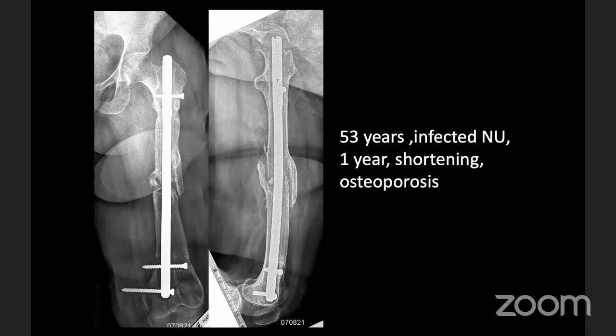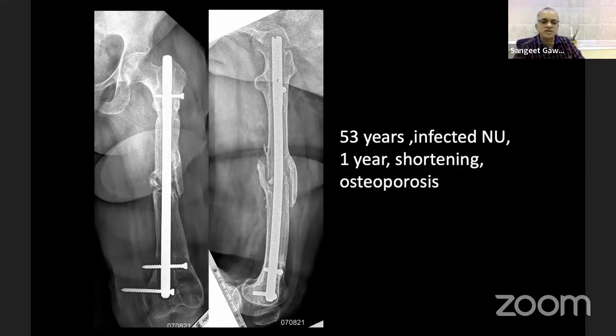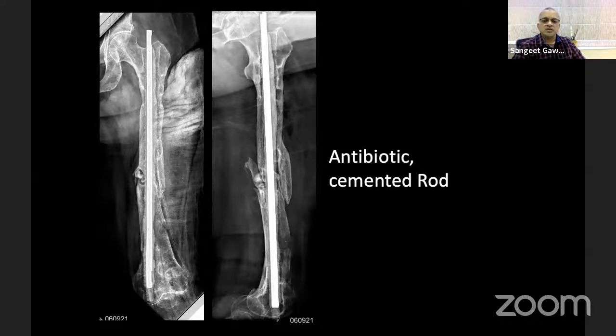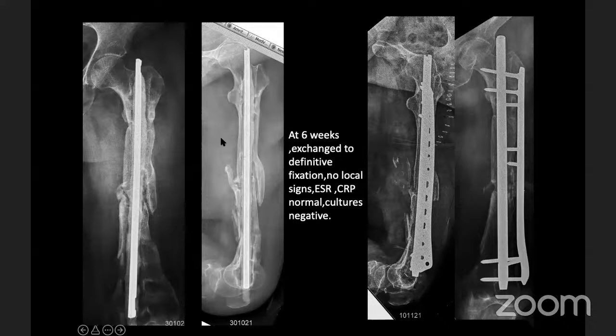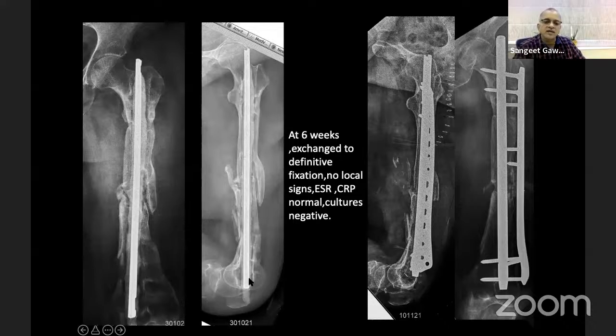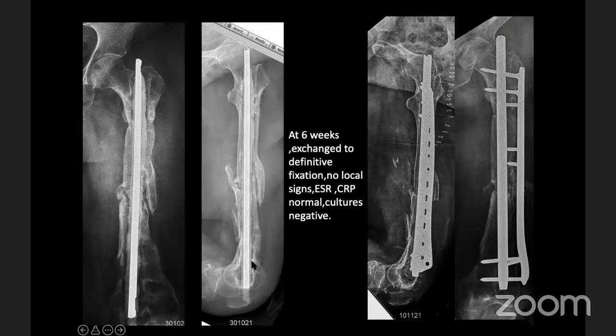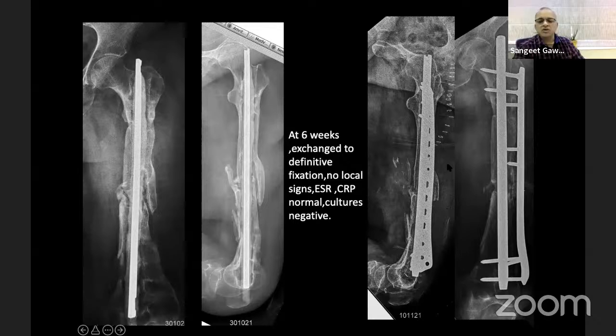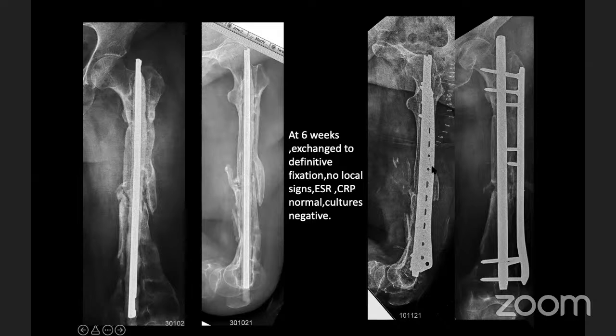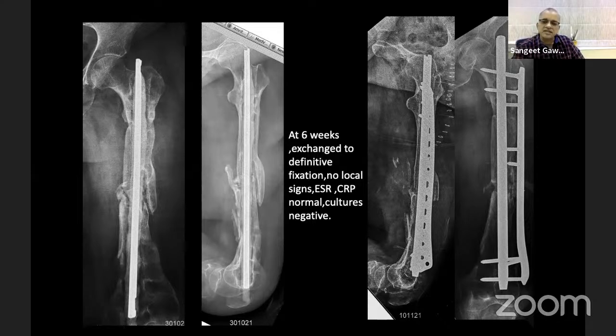At 1 year, the patient had a shortening, osteoporosis, the screws have migrated inside, and the patient was having a discharging sinus at the non-union site here. So this was exchanged with a cemented rod, and at 6 weeks, the cemented rod was removed along with the entire cement. The nail had migrated into the knee joint, so also the cement, which was all removed, and a combination of nail and plate was used here, and it is progressing to expected union after adequate stabilization and cleaning of the intramedullary canal.